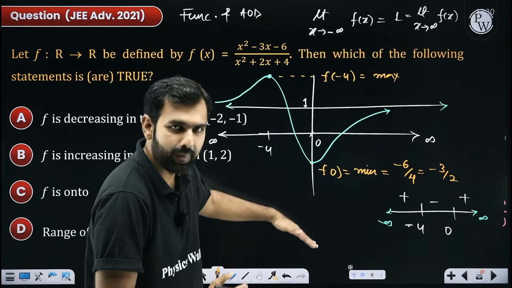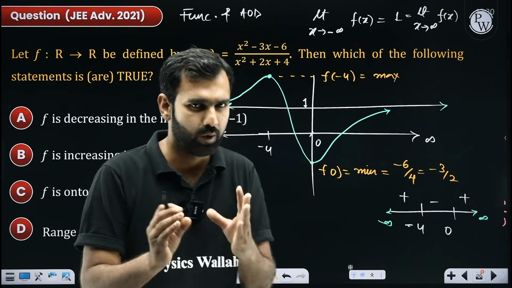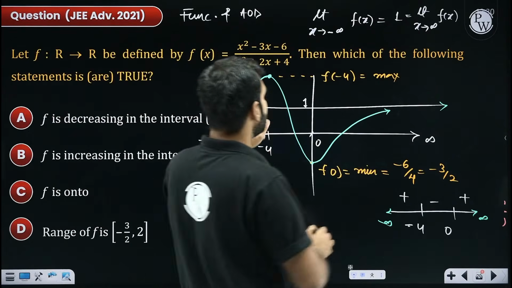Let's say if it was found to be positive, I would have made it turn above the x-axis only. I hope you got this. Now let's find f of minus 4. So f of minus 4 will be what?